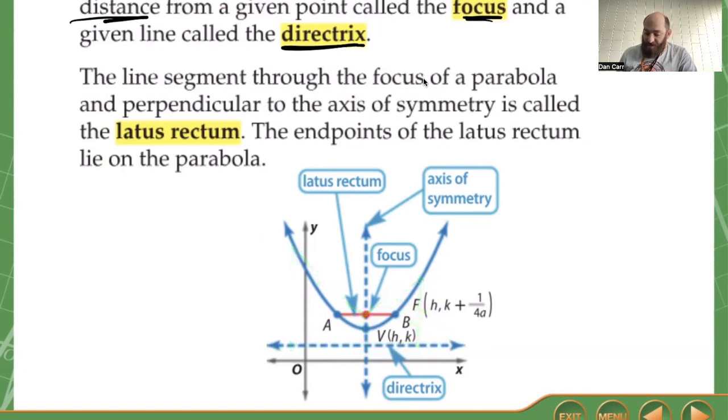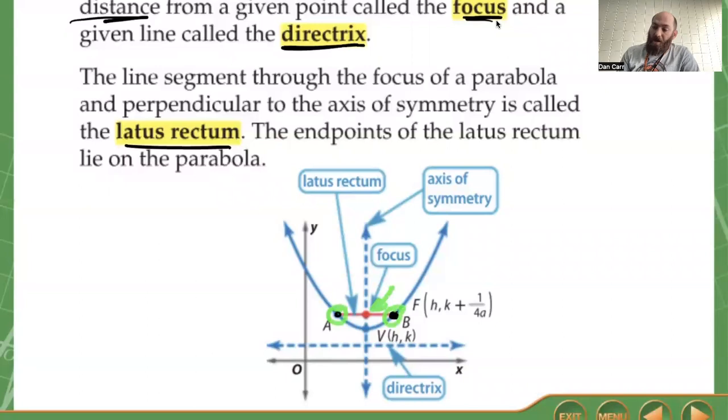There's a line segment that goes right through the focus and has its endpoints on the parabola, and that's called the latus rectum. Sorry about that. So the latus rectum is perpendicular to the axis of symmetry. It's just its own little line segment here. One thing to mention is that the y values of these two endpoints are the same as the focus.